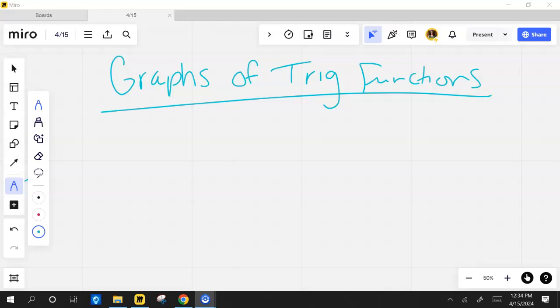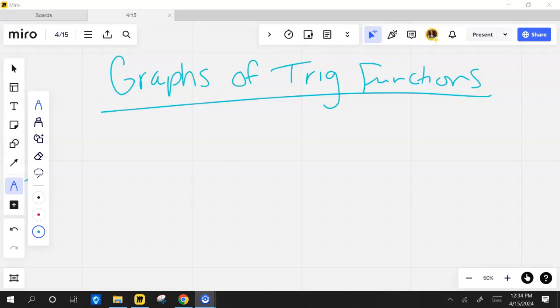Did y'all struggle with graphing trig functions last semester? I think it was probably just harder than the unit circle. Yeah.